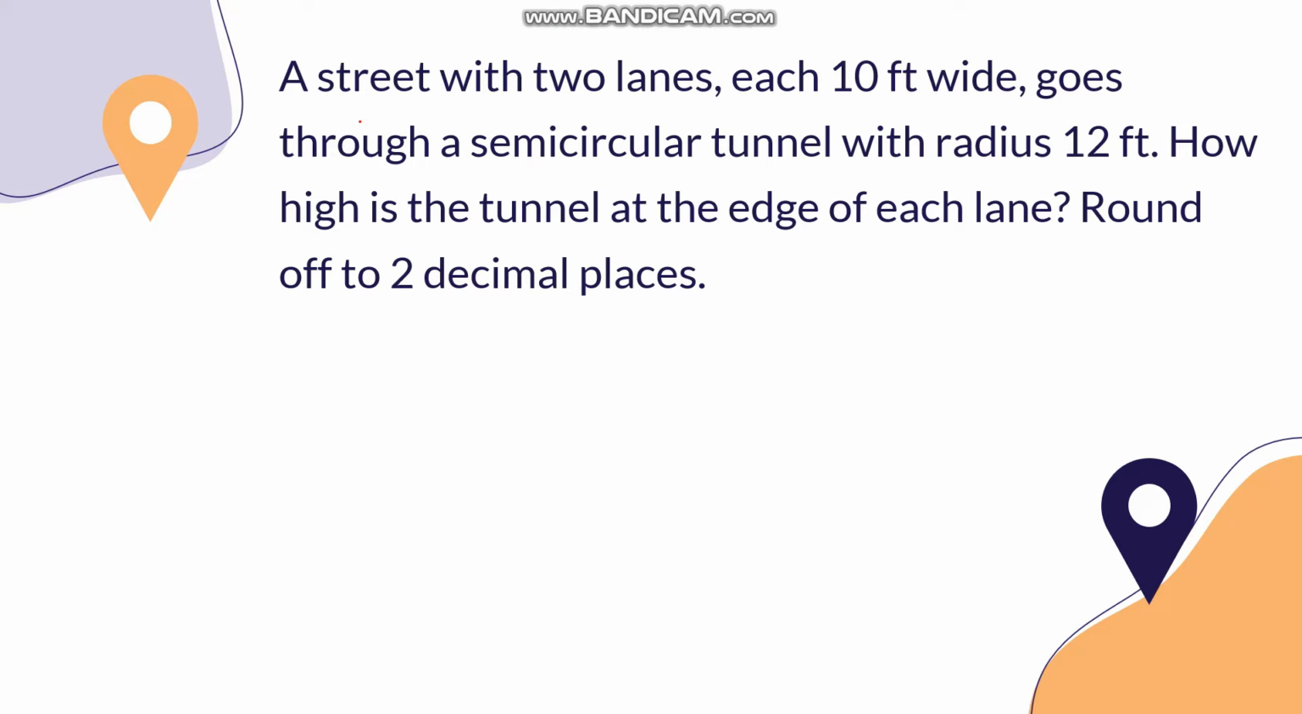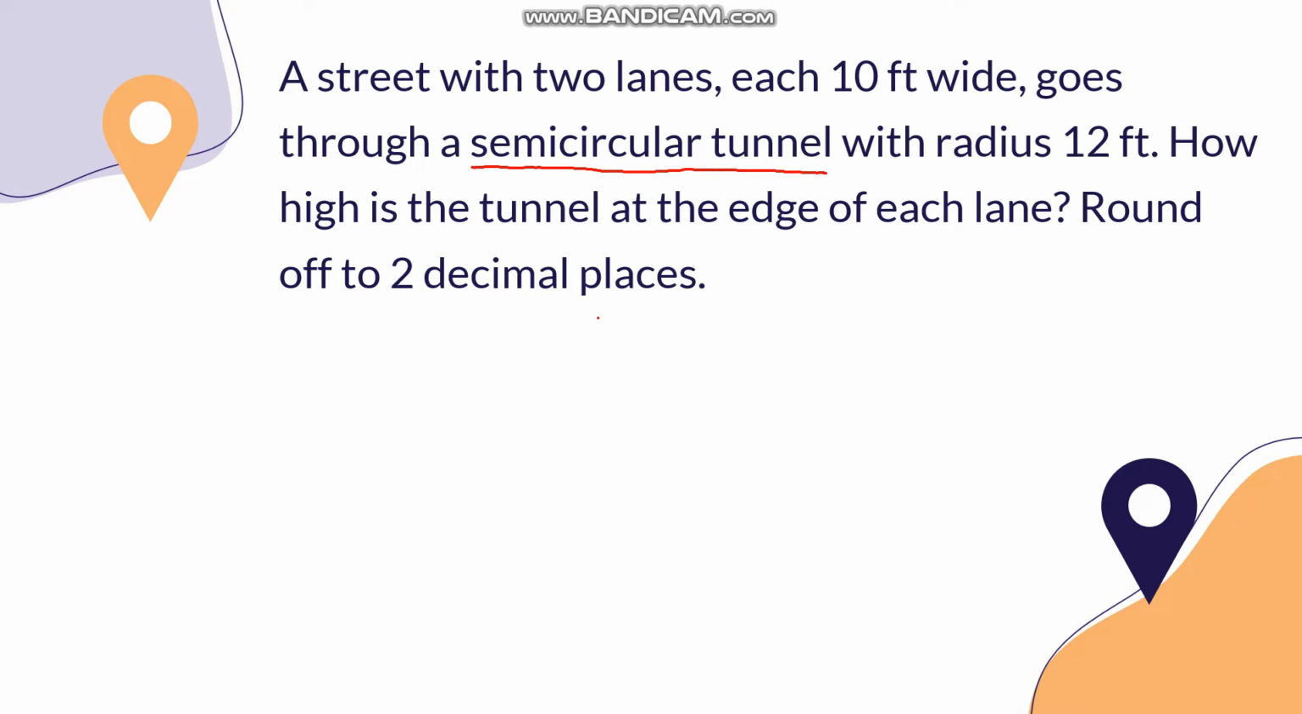Whenever you're given word problems like this, you have to identify what kind of conic section is involved. Is it a circle, parabola, ellipse, or hyperbola? Sometimes it is explicitly mentioned, but there are times that you just have to find keywords to determine the type of conic section involved. By looking at this word problem, we can take the word semicircular tunnel. That means we're dealing with half of a circle, or we're dealing with circles. So we will be using the concept of circle in answering this particular word problem.